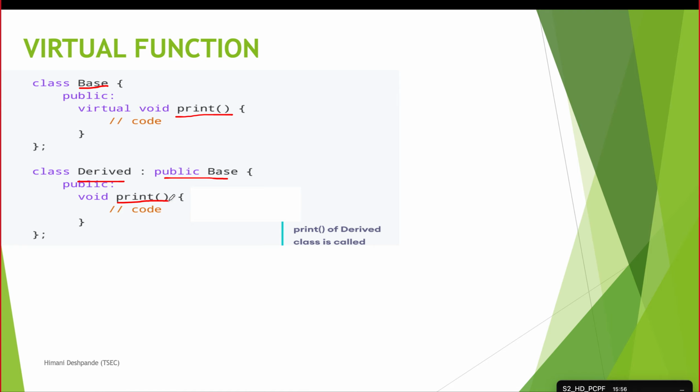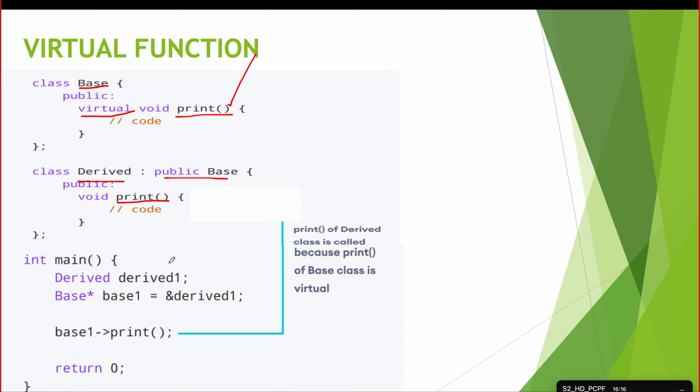But if you see, we have a keyword here, virtual. In the base class, when we write the function, we write it as a virtual function. So we are using the keyword virtual, and this particular print function is a virtual function. Now we'll see what difference it is going to make. We'll come to the main.